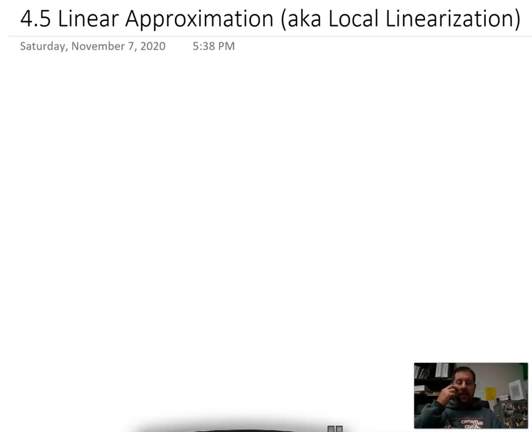Good morning, boys and girls, and here's a quickie on linear approximation, aka local linearization. Real fast, easy one for you after some of the more challenging stuff we've been doing. I got a quick little, again, easy piece of cake question for you here.